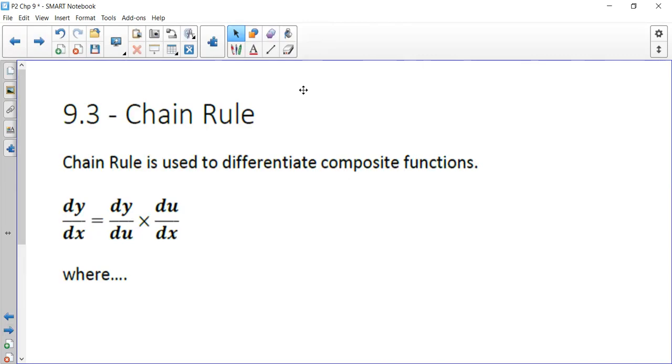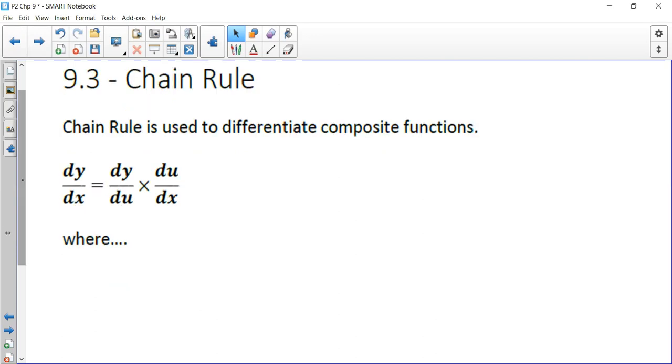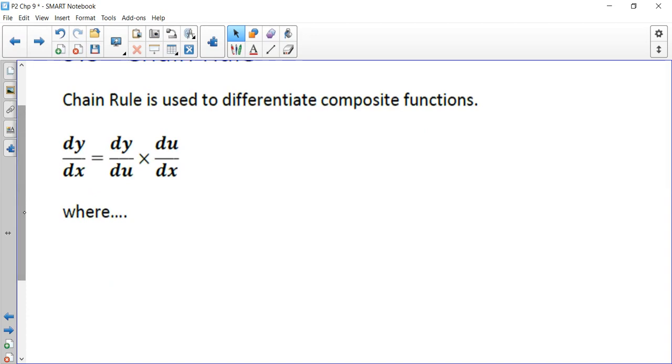So what's the chain rule? The chain rule is used to differentiate a composite function. Here's the formula: dy by dx equals dy by du times du by dx. So what is this? Well, don't worry, we'll look into it one by one.